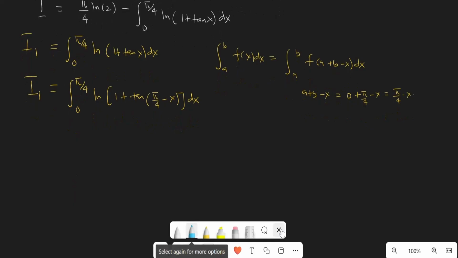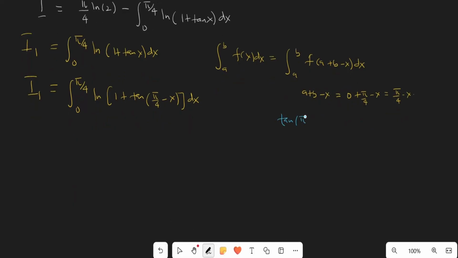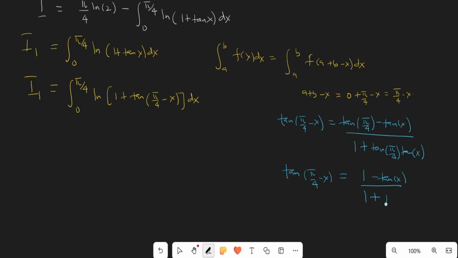And we know that tangent of pi over 4 minus x can be written as the tangent of pi over 4 minus the tangent of x, all over 1 plus the tangent of pi over 4 times the tangent of x. This is how tangent of pi over 4 minus x can be simplified. So the tangent of pi over 4 minus x can be written as, tangent of pi over 4 is 1, that's tan 45, minus tan of x divided by 1 plus tan of x. So in place of tan of pi over 4 minus x, I'm just going to replace it with this.